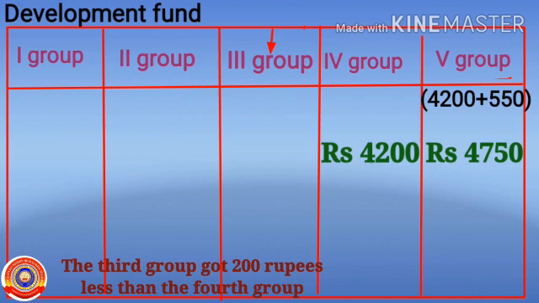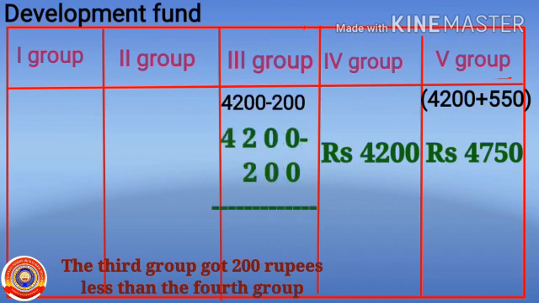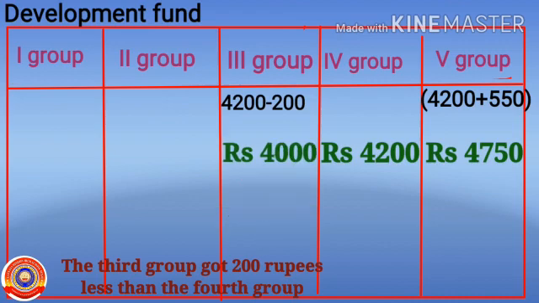Next one, third group's fund. The third group got 200 rupees less than the fourth group. How much amount was raised by fourth group? 4200. So, to find out the amount raised by third group, just subtract 200 from 4200. 4200 minus 200, 0 minus 0, 0. 0 minus 0, 0. 2 minus 2, 0. Then 4 is here, 4000. So, the amount raised by third group, 4000 rupees.